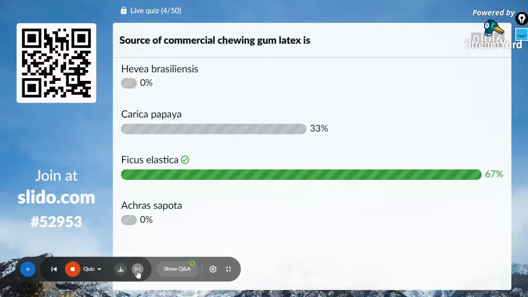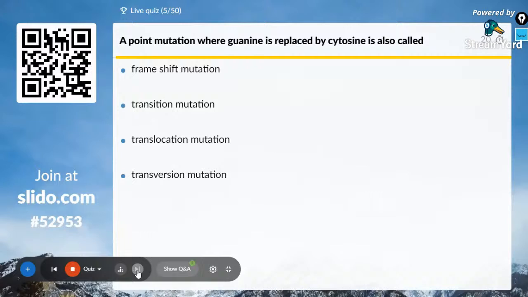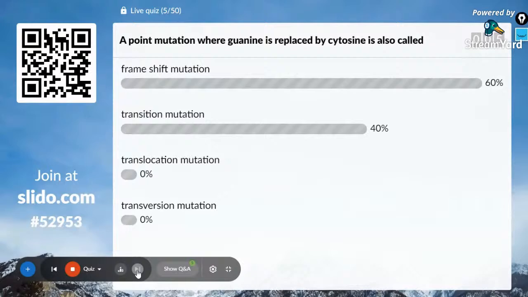A point mutation where guanine is replaced by cytosine is called frame shift mutation, transition mutation, translocation mutation, transversion mutation. This is a previous year JIPMER question. Yes, the correct answer is transversion mutation. Guanine replaced by cytosine. Next question on the screen.